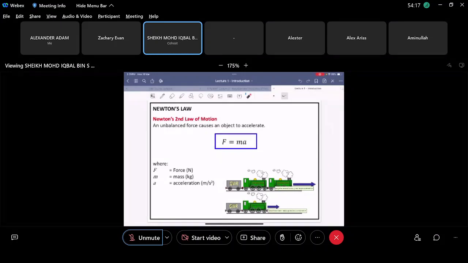Boxing people have their hands here. If they have bigger hands, meaning bigger mass, the acceleration will be a bit slow, but the force will be bigger. The same thing if you have a smaller hand: the acceleration will be faster, but the force will be smaller. Basically, it's just explaining this part here. Force equals mass times acceleration.